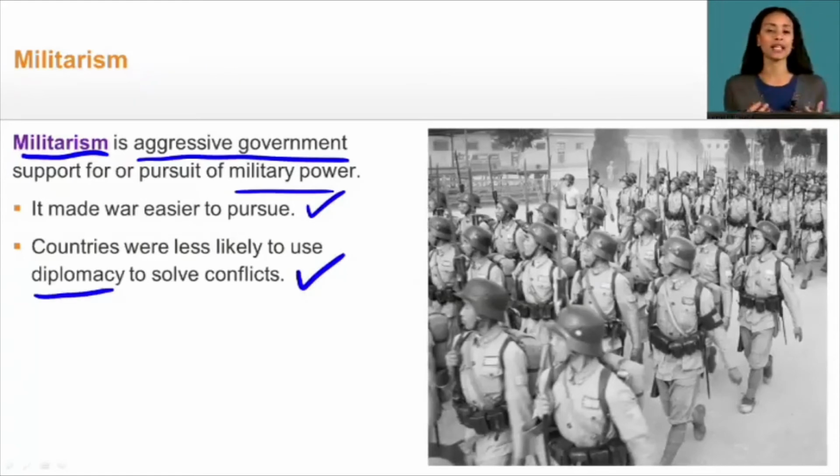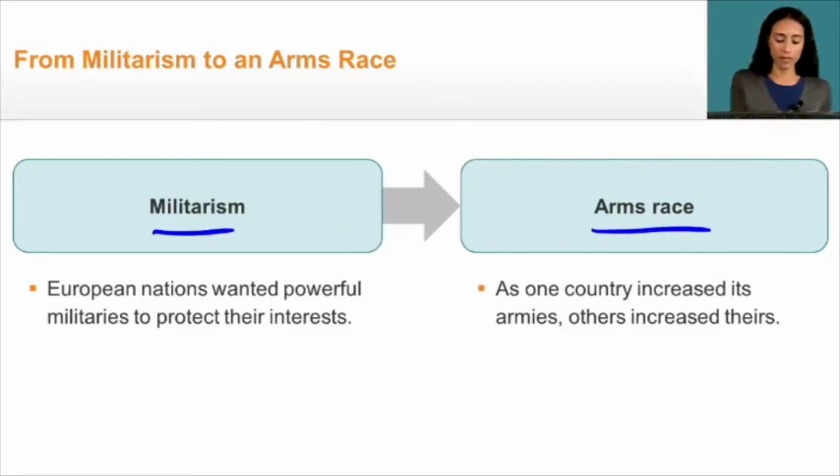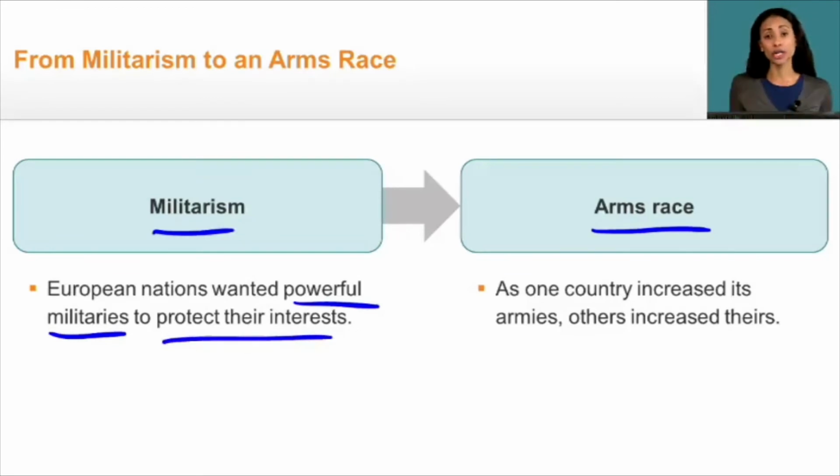So diplomacy is the idea of mediating something through dialogue or conversation or finding some sort of peaceful agreement. And with growing militarism all over Europe, countries that have a conflict are less likely to use diplomacy if they have these strong militaries. And so this militarism is going to directly lead to something we call an arms race. And why is that happening? Well, we know that European nations want these powerful militaries in order to protect their interests. But that's going to have a domino effect, and it's going to create the other countries, particularly those that are in conflict with or threats to one another, to want to do the same thing.